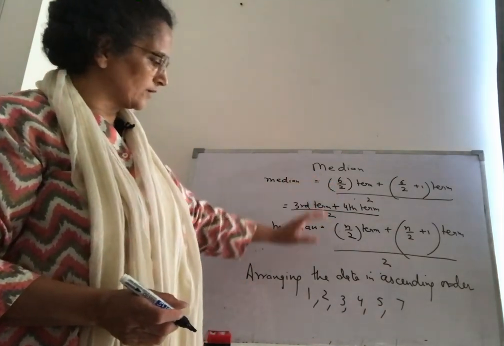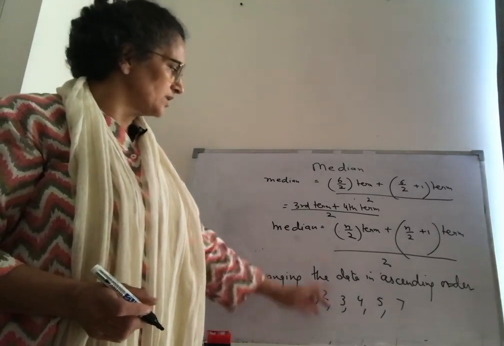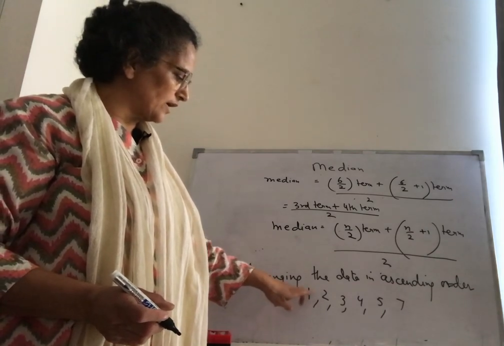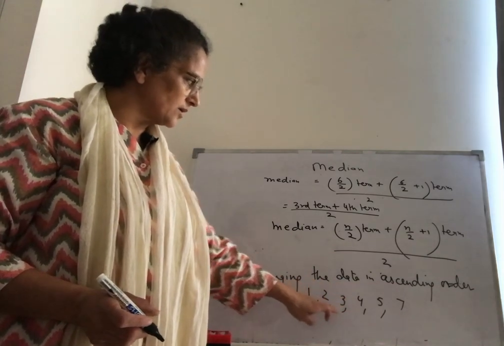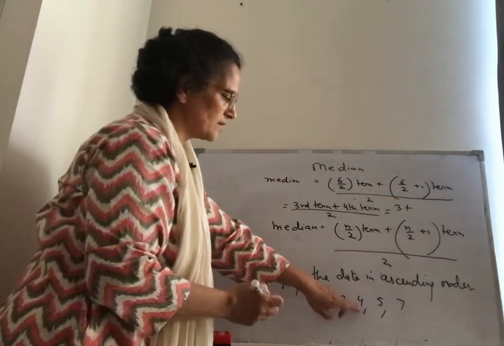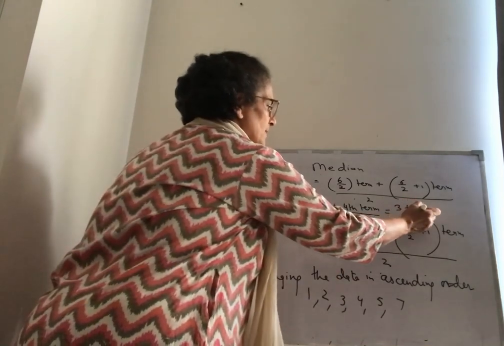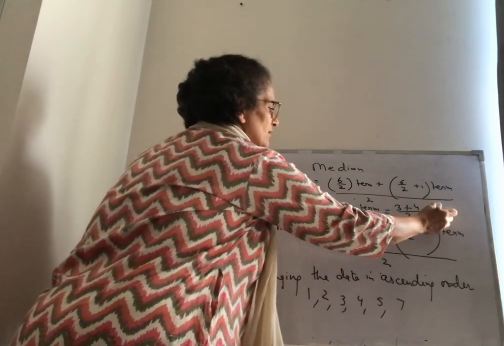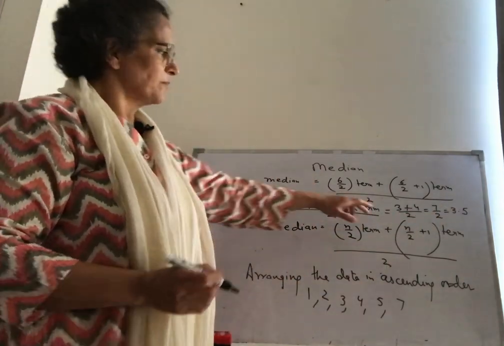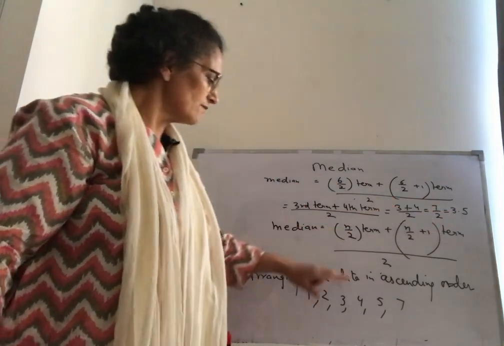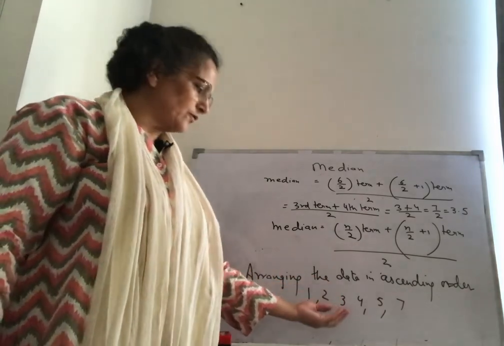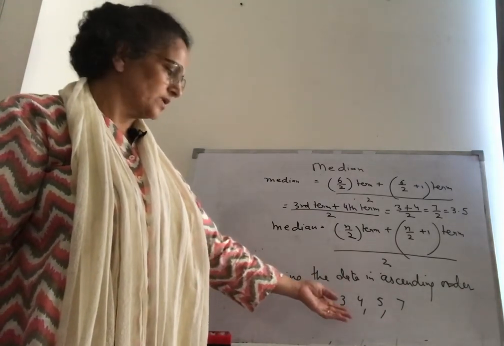Now it's time to go back to the data. We check the third term. We count from here: 1, 2, 3. What is my third term? 3, so I write 3. What is my next term, the fourth term? 4, upon 2. So this is 3.5. So what is my median? Median is 3.5, and it is not there in the data. That's why we have written that median can be from the data, and median can also be not from the data.